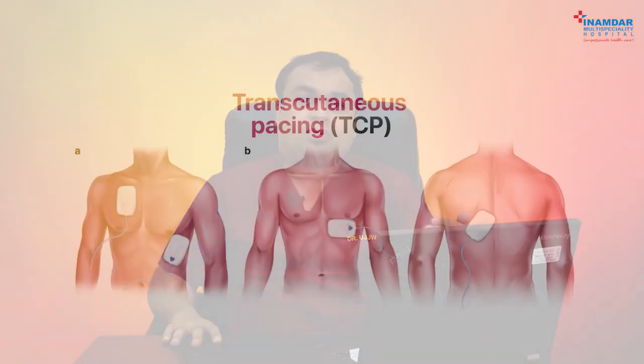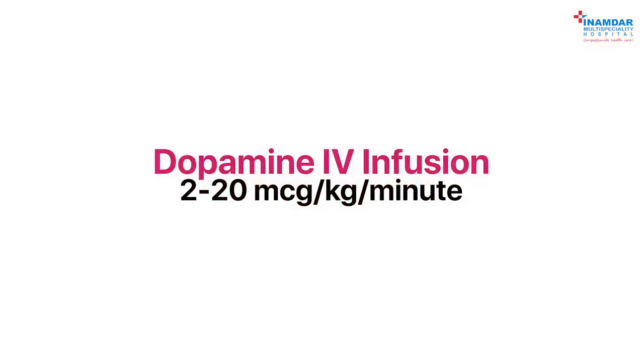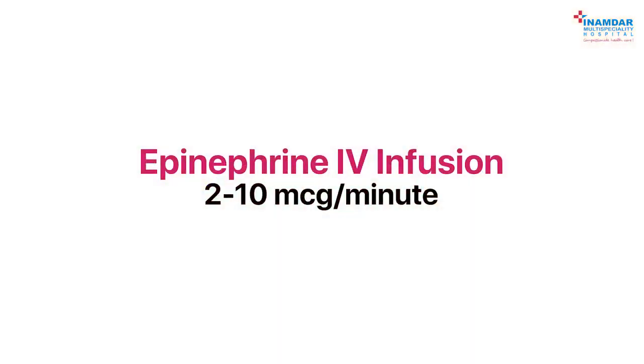If atropine is ineffective, you have to start preparing the patient for temporary transcutaneous pacing, called TCP, so you can pace the patient for an effective outcome. If it is not available or if it fails, then go for dopamine infusion. You have to know the dose: 2 to 20 mcg per kg per minute. And if it is ineffective, then go for epinephrine, that is adrenaline, 2 to 10 mcg per minute. Here there is no kg.